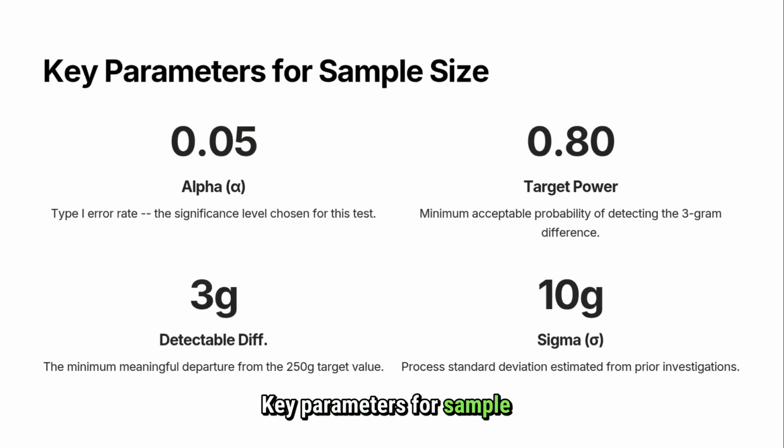Key parameters for sample size include an alpha of 0.05, indicating the type 1 error rate. The target power is 0.80, ensuring a minimum probability of detecting a 3-gram difference. The detectable difference is set at 3 grams, with a process standard deviation of 10 grams.